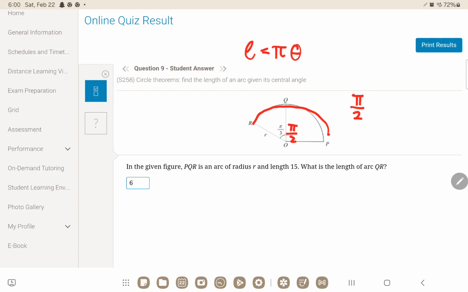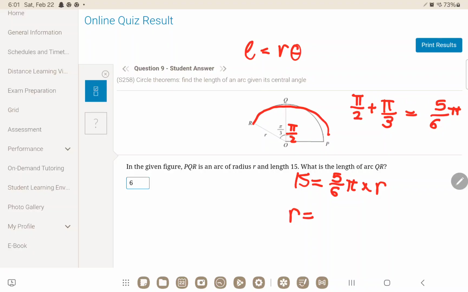Now, to find it, we do pi over 2 plus pi over 3. Make common denominators. We're gonna get in the end 5 over 6 pi. Now we do 15 equals 5 over 6 pi. And again, my formula is wrong. It's not pi theta, it's theta r. Theta is our angle here times the r. So you do then 15 equals r times 5 over 6 pi, so r equals 15 divided by 5 over 6 pi radians.